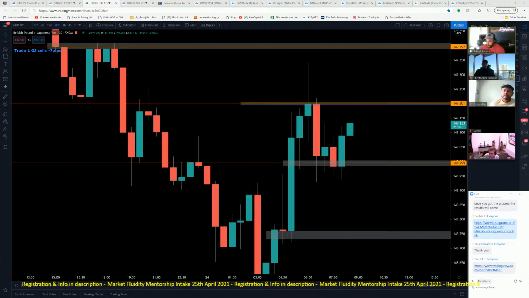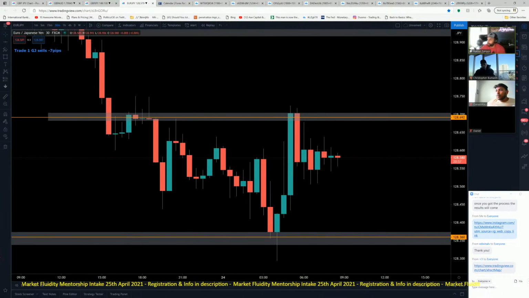What's a good size of range to take? Probably I'd say ideally you would want to see a range of like 25 pips. Ideally 25 pips. That'd be pretty good.